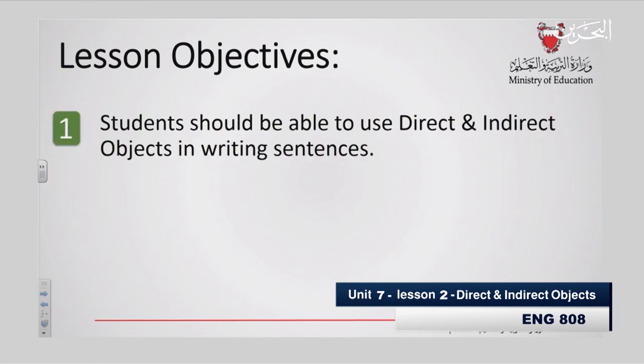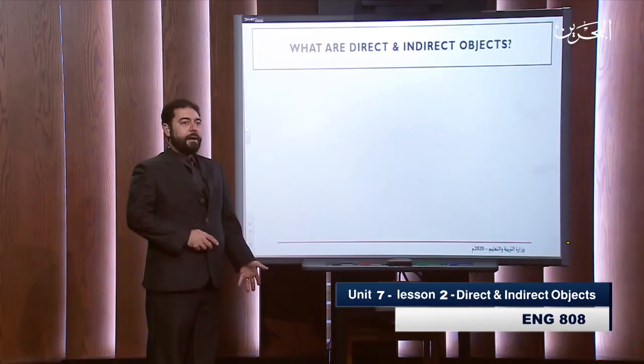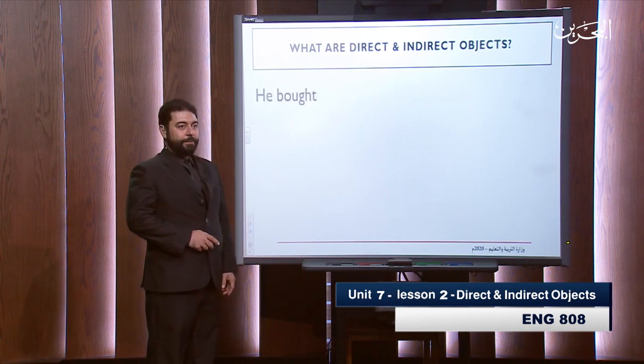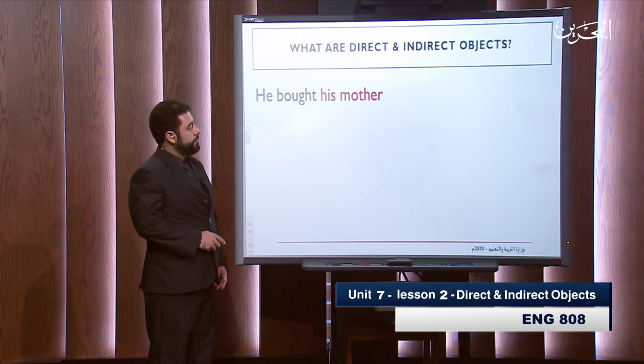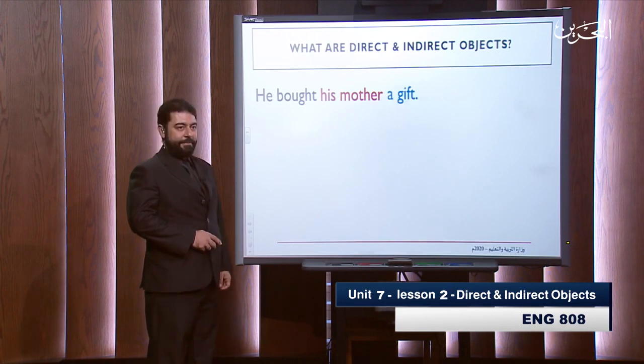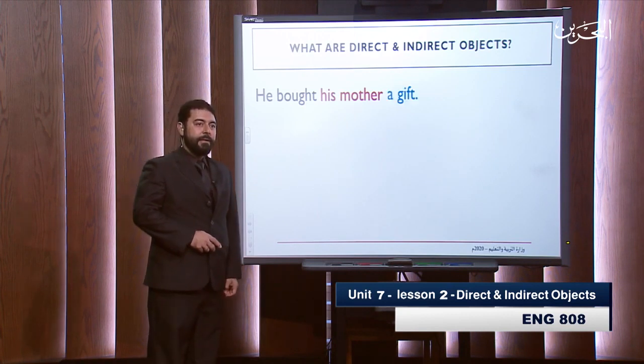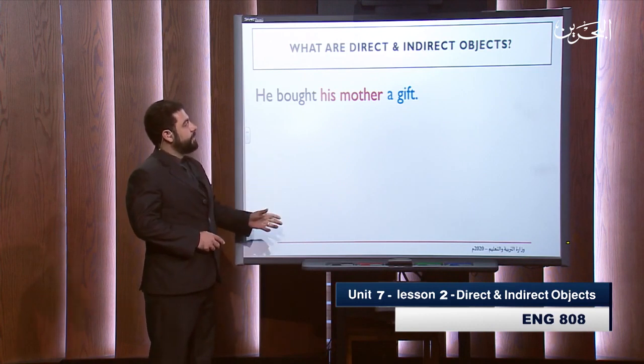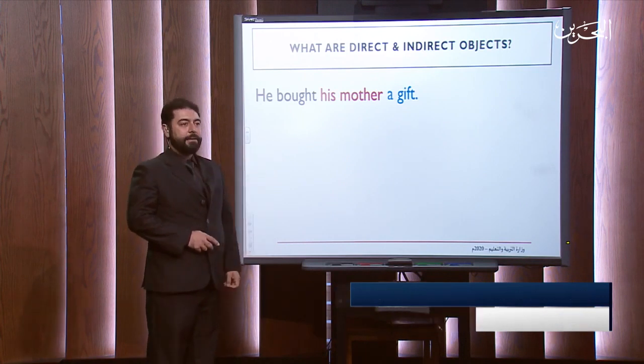All right. So, lesson objectives. By the end of the lesson, you should be able to use the direct and indirect objects in writing sentences. So, what are direct and indirect objects? Let me show you with an example. He bought his mother a gift. Within this sentence, we have an indirect and direct object.